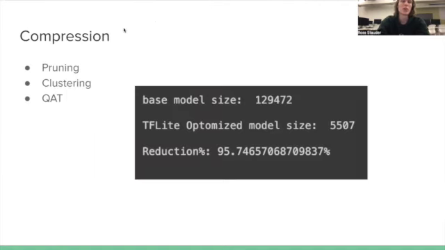Moving on to compression, one of the most important things we learned this semester in regards to embedded applications of machine learning. So I pruned, clustered, and performed quantization-aware training on my model, and I was able to reduce its size from about 130 kilobytes to 5.5 kilobytes, which is a 95.7% reduction, and no microcontroller should have a problem putting this on the flash memory, which is really good. I'm very happy about that.